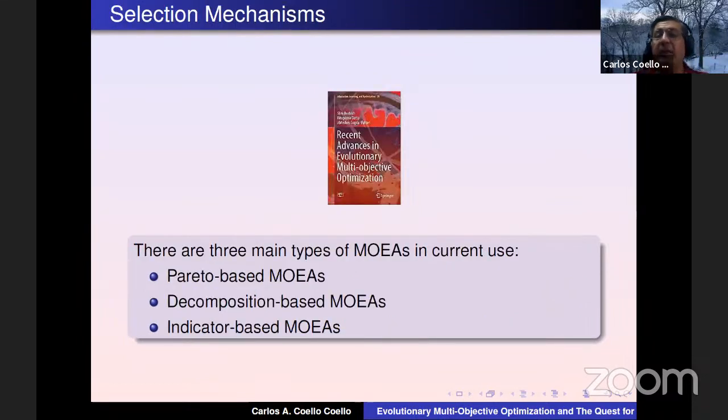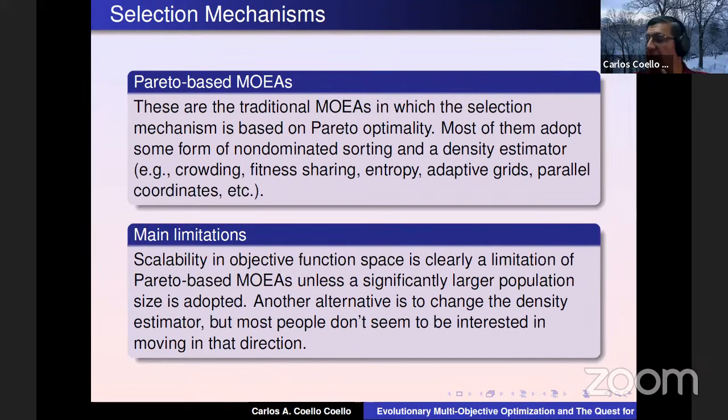Now, there are three main types of algorithms that are in current use today. I will go very quickly with one slide for explaining each of them. We have the Pareto-based, decomposition-based, and indicator-based. Pareto-based are the old ones that I mentioned first, in which selection is based on Pareto optimality. All of them adopt some form of non-dominated sorting, also called Pareto ranking. It's a ranking method that gives priority to solutions that are non-dominated, because these are the Pareto optimal solutions, and they get the same selection probability.